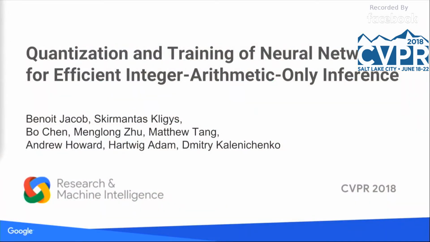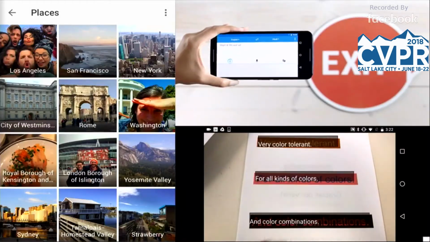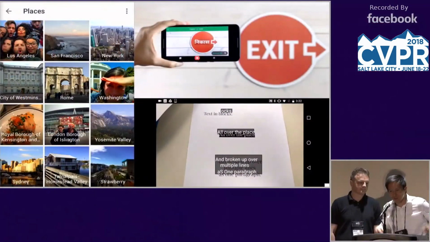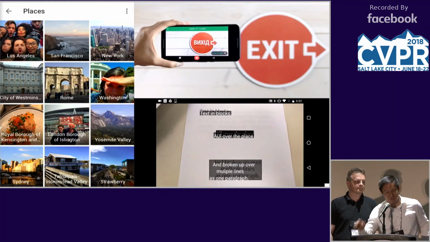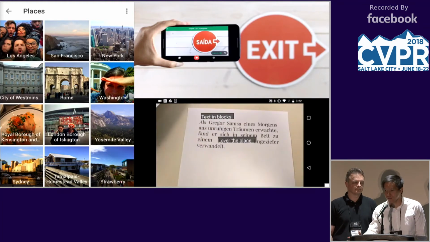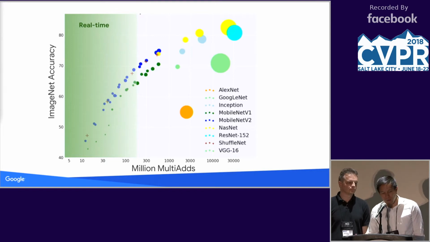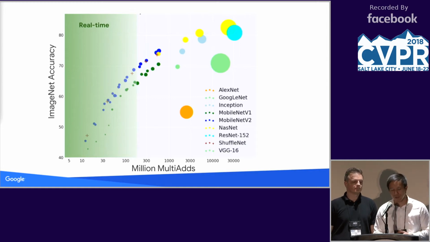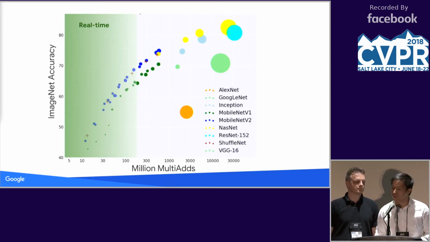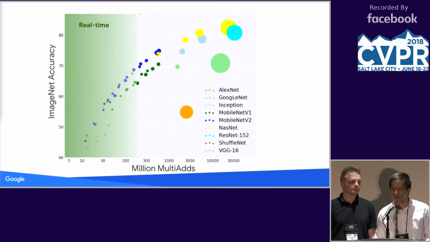Hi everyone, this is Bo Chen and Skirmantas Kligys. We're here to tell you about integer quantization. Over the past 2 years, computer vision applications have happened in real time on real devices, all thanks to neural networks. Neural networks are actually over-parameterized, most of them, but now researchers have given us architectures like MobileNets that can operate in the real-time range, and also techniques like quantization to help us reduce the complexity of most networks.